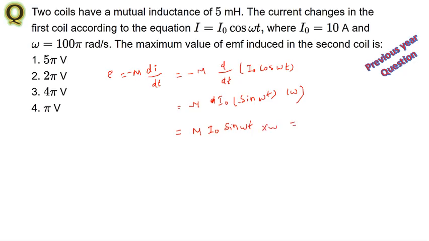Now substitute all the values in this case. The M value here is 5 milli, that is 5 into 10 power minus 3, the I naught value is 10, and the omega value is 100 pi, into sin omega t. I just mentioned that sin omega t will be equal to 1; I will tell you how. If you cancel, 5 into 10 power minus 3 and the 1000 go, so we get 5 pi into sin omega t.